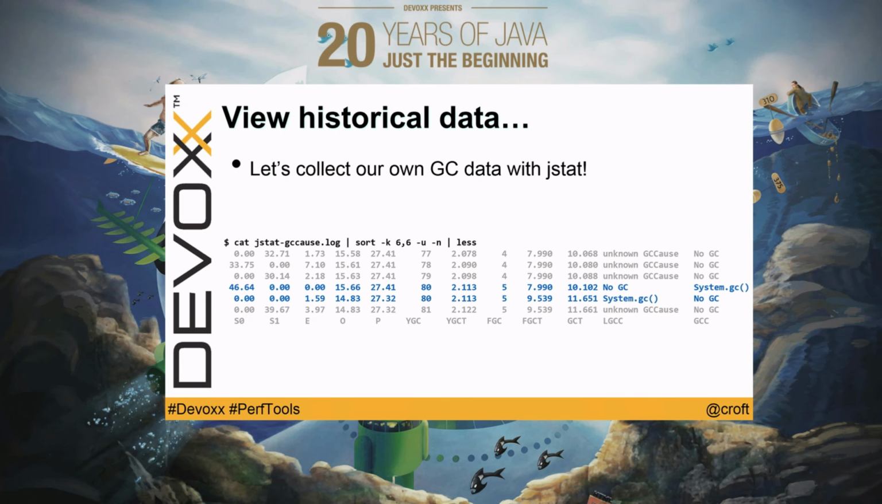So what we can see is that for those two blue highlighted lines, the top one was a garbage collection, and we can see that the 4 in the FGC column, which is the count of full GCs that have happened, jumps up to 5. And then we can see that the cause for that was a System.gc call, which is generally not the sort of thing that you want to be doing yourself in code.